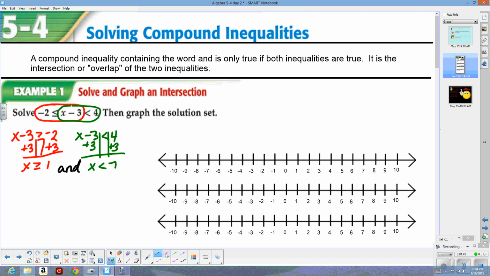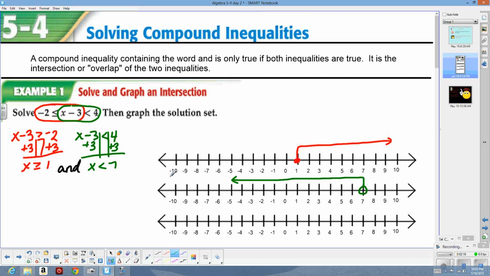So I'm going to first go ahead and graph the first one. X is greater than or equal to 1 means I'm going to put a filled in circle on the 1. And the ones greater than that are to the right. Now for the second inequality, that solution was x is less than 7. So we're going to have an open circle on the 7. And the numbers less than 7 are to the left.